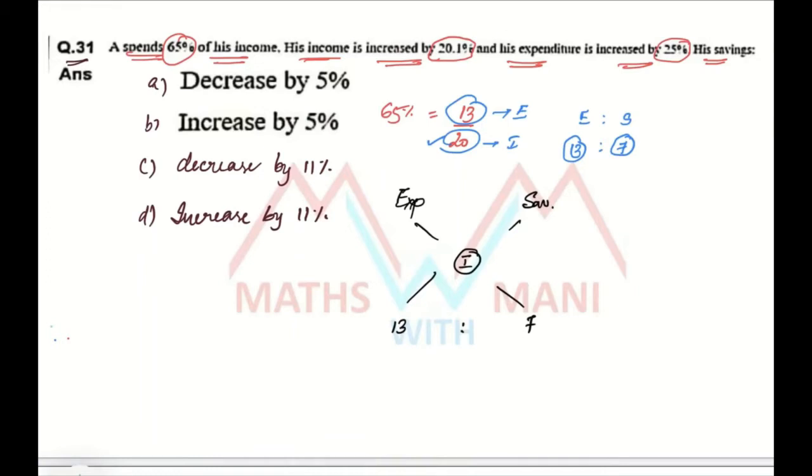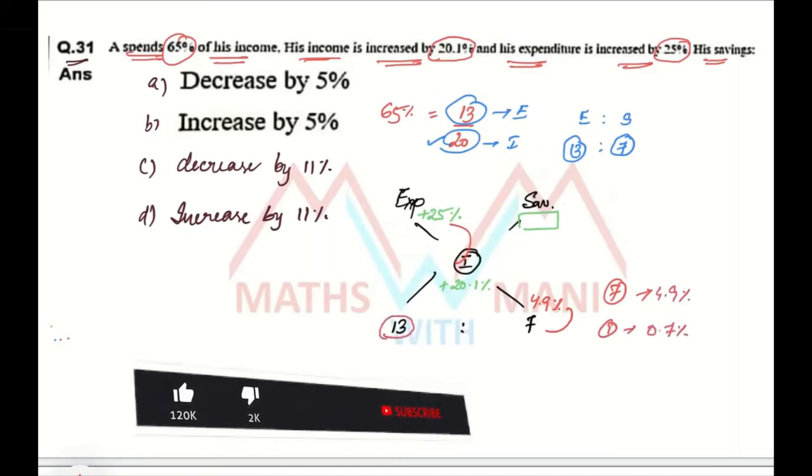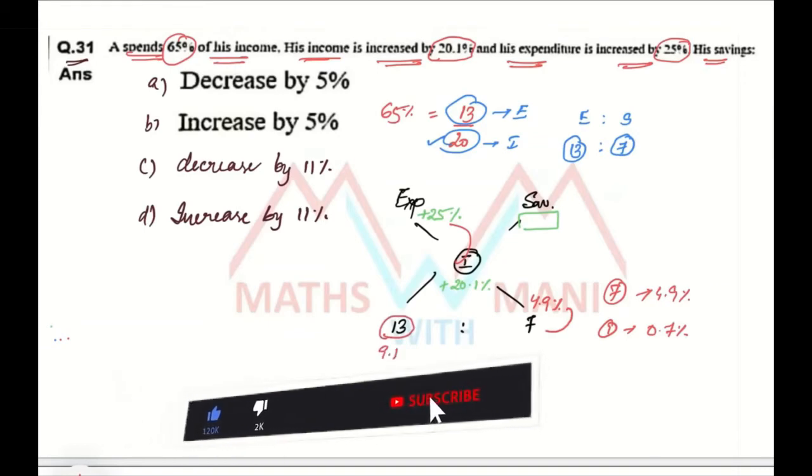Expenditure is increased by 25 percentage, that is plus 25 percentage. What about income? Income is increased by 20.1 percentage plus. What about savings, he is asking how much. That's it. Clear. Observe clearly, 25 minus 20.1 means that is 4.9 percentage. 7 parts is 4.9 percentage. Then what about one part? It is 0.7 percentage. So what about 13 parts? It is equal to 13 into 0.7, that is 9.1 percentage.